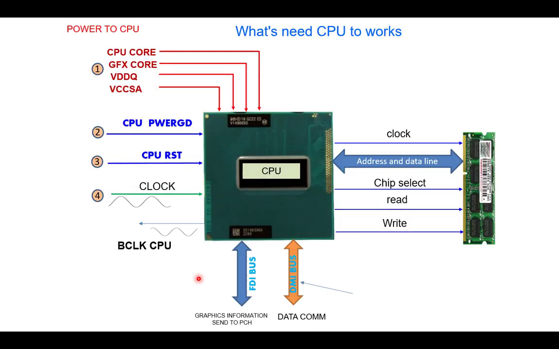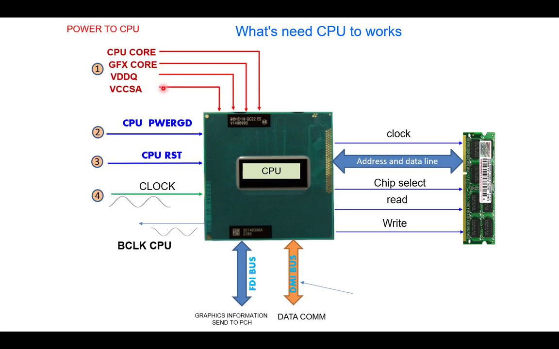Now we'll see our new generations of CPU, what things are required. Here I have given the example of this Core i3 third generation CPU, and this CPU requires a total of 4 levels of voltages, that is power. First is called the VCCA voltage, that is 1.05 volts. Then there is the VDDQ, that is 1.5 volts. Then the graphics core voltage is supposed to be 1 volt, 10 ampere current. And finally the CPU core voltage, that is 1 volt and 30 ampere current. So these 4 levels of voltages are required to run the CPU.